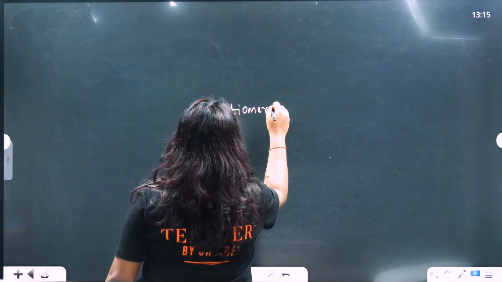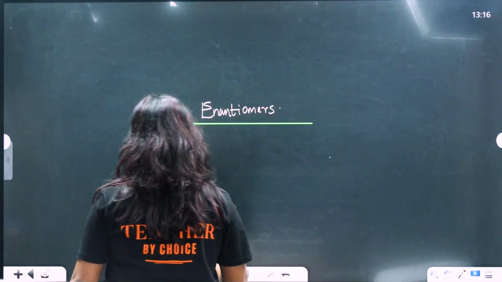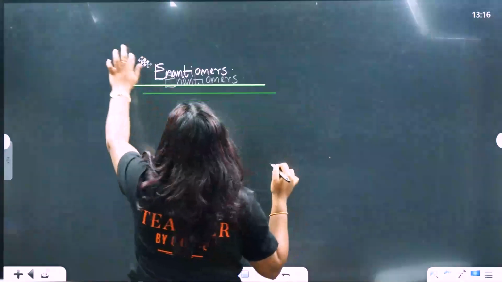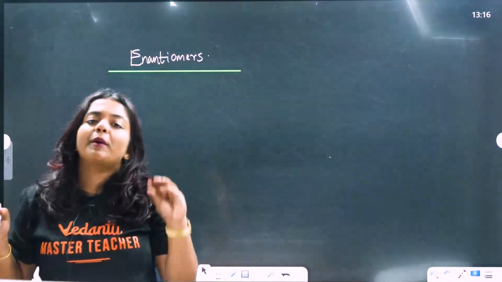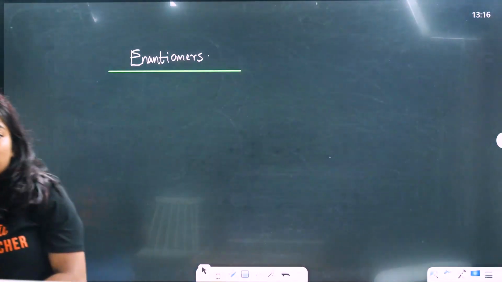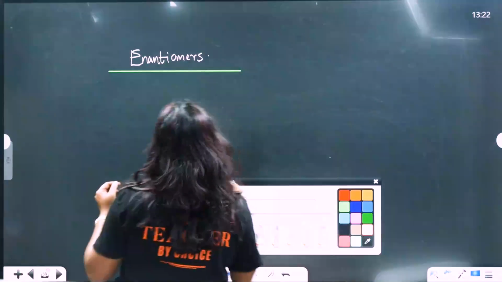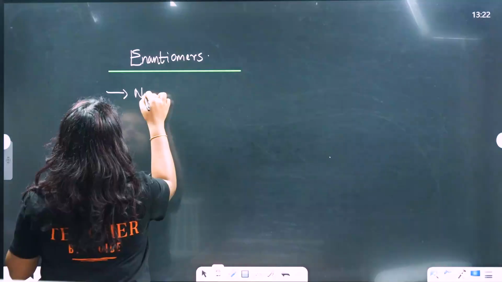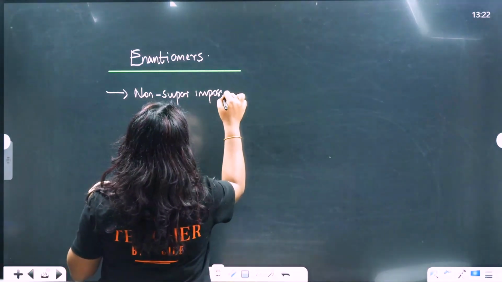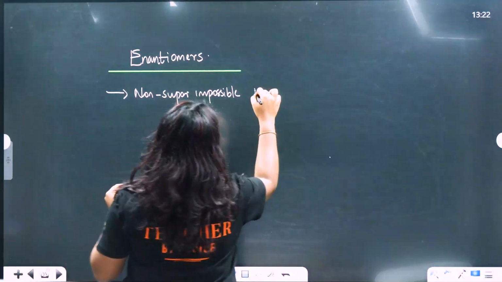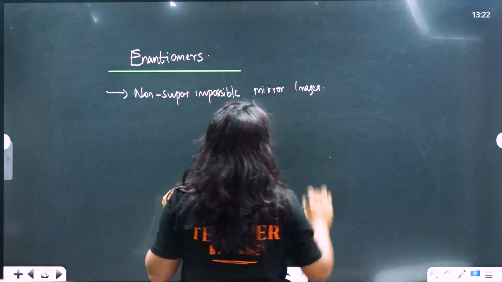With enantiomers there is a lot of difference in the properties, and there are a lot of examples for that. They will ask you to find the enantiomers also. So basically, what are enantiomers? Enantiomers are non-superimposable mirror images. Those compounds are called enantiomers.